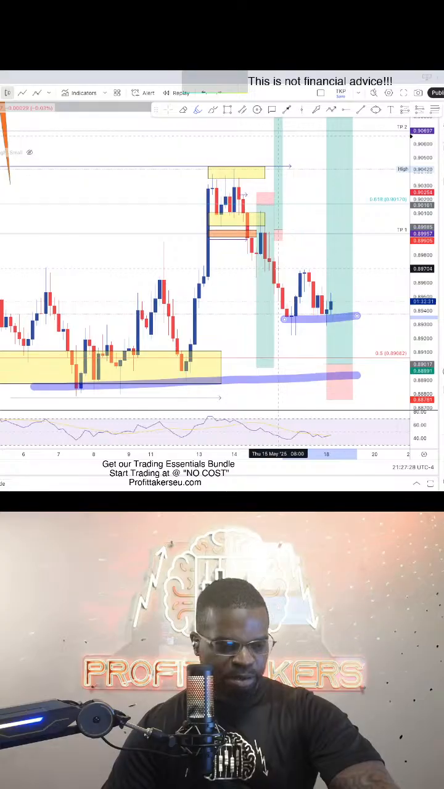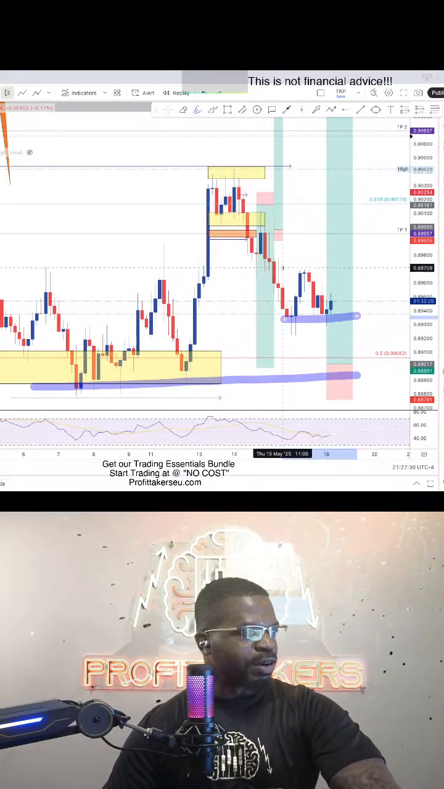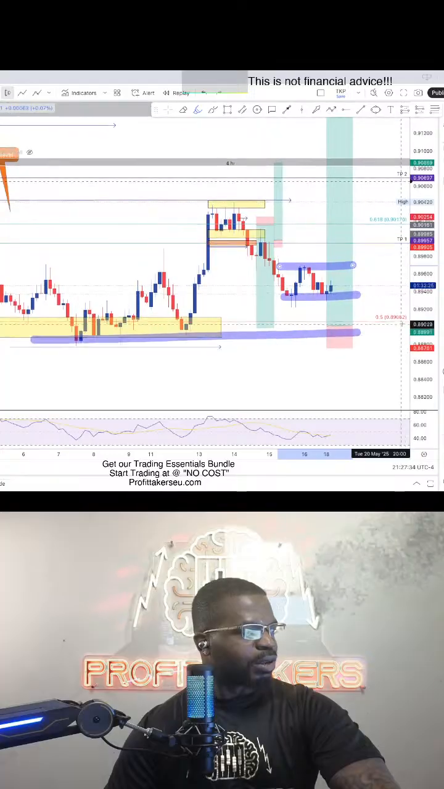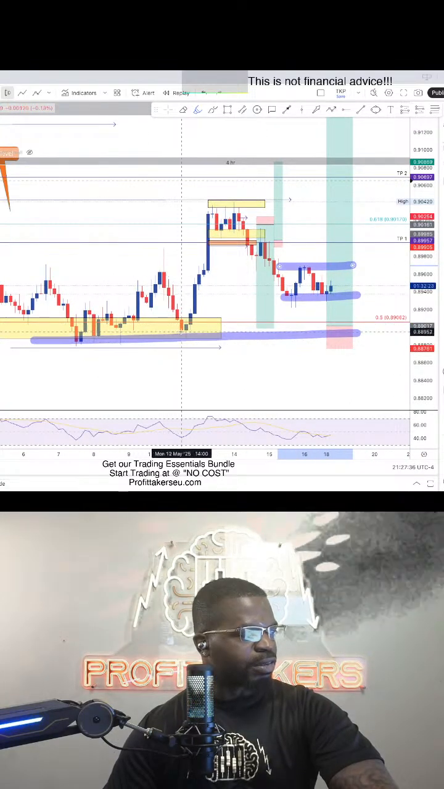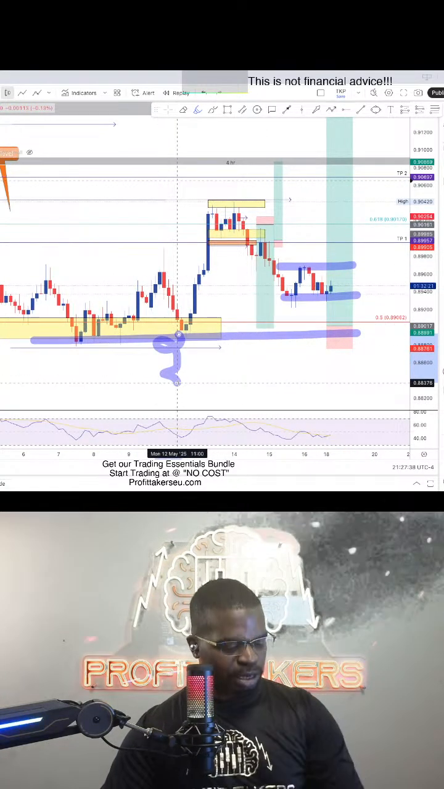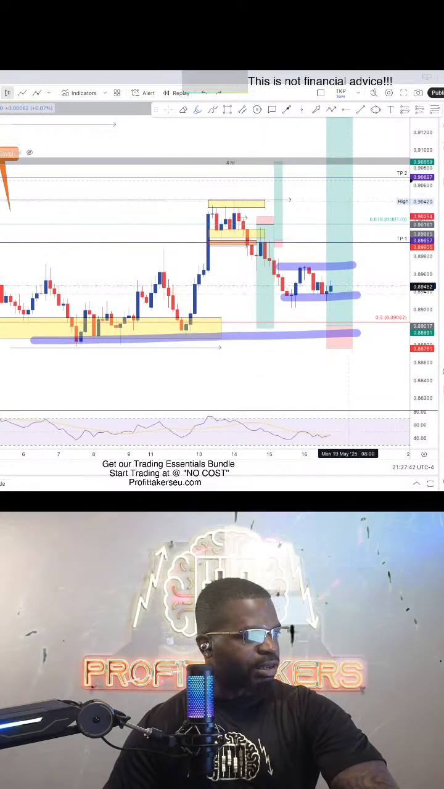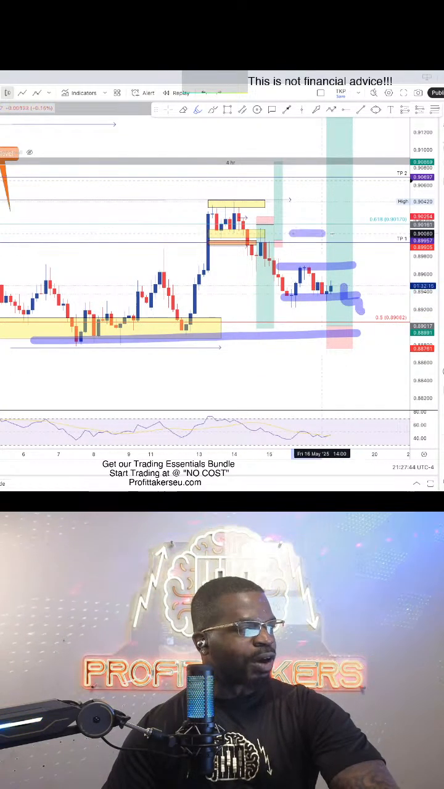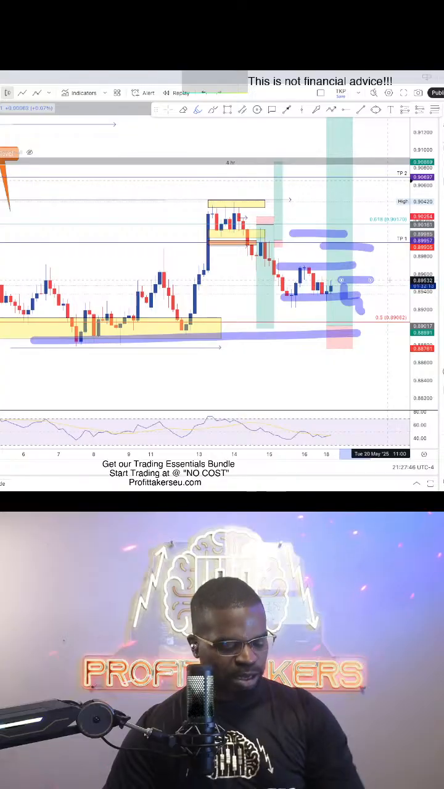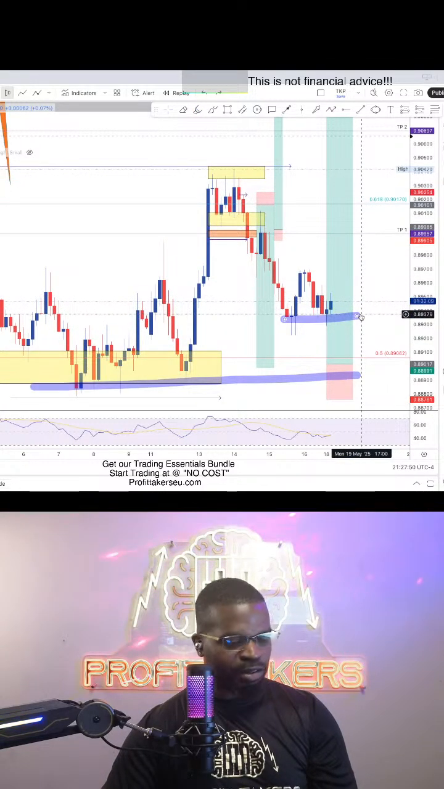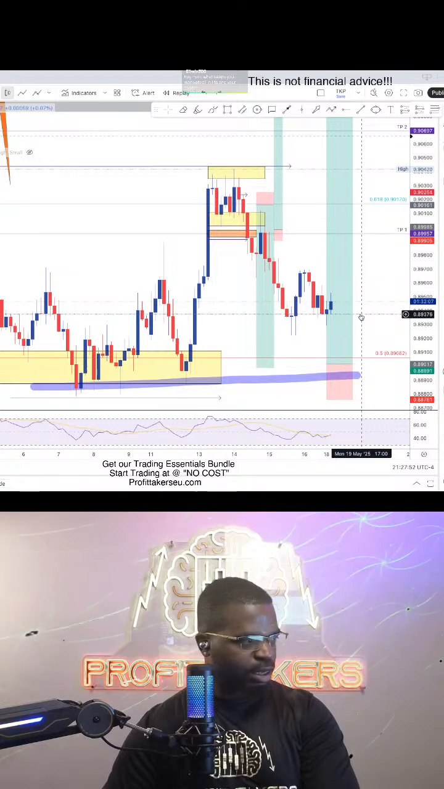I was originally looking at this area as a final target, but we got multiple rejections right there at the lows. So there's a good chance that we can see a break of this area. So instead, we're just gonna let this thing fall and move our stop loss and profit. If it continues to fall, we'll be able to take advantage of that move as well.